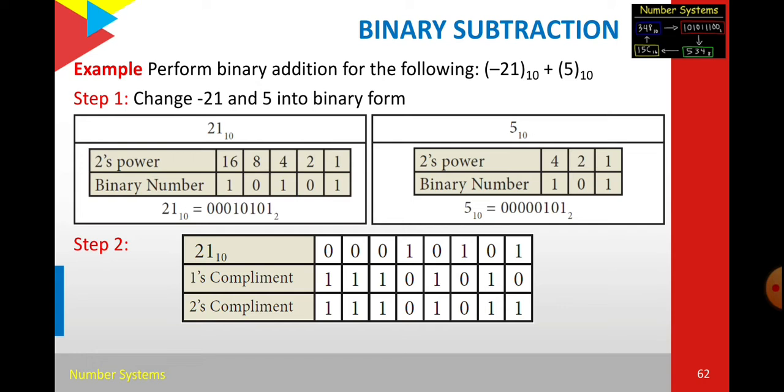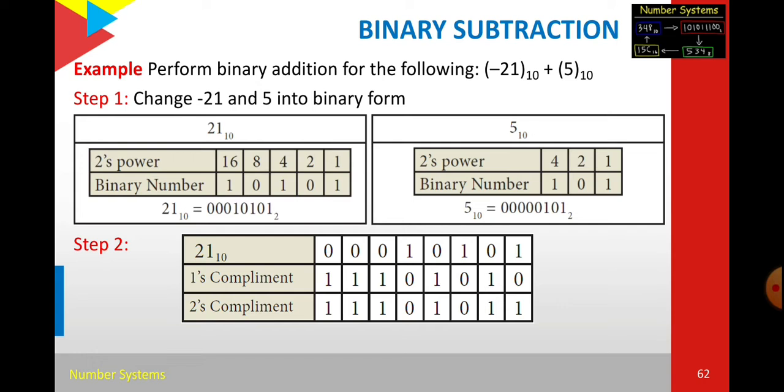You first convert this minus 21 into binary form. When you want to represent negative numbers in binary form, we can use any one of these methods. In this example we are going to implement the twos complement method for changing minus 21 into binary form. Now you can see the steps needed to do this sum. Step 1: change minus 21 and 5 into binary form. Here minus 21 is the negative number.